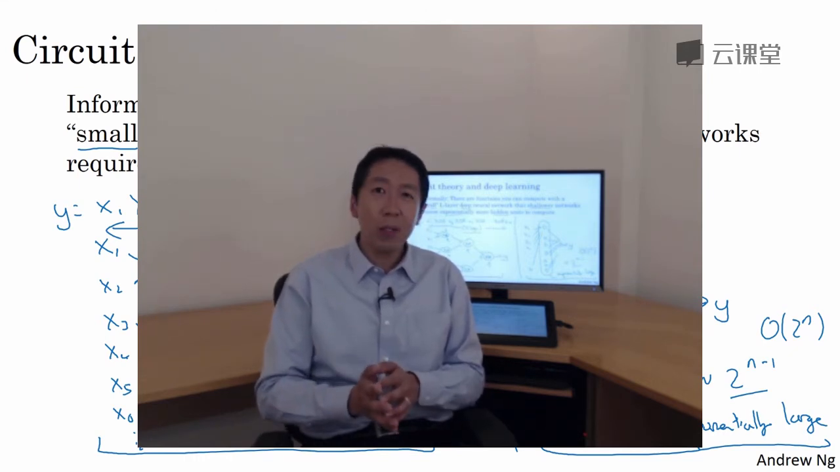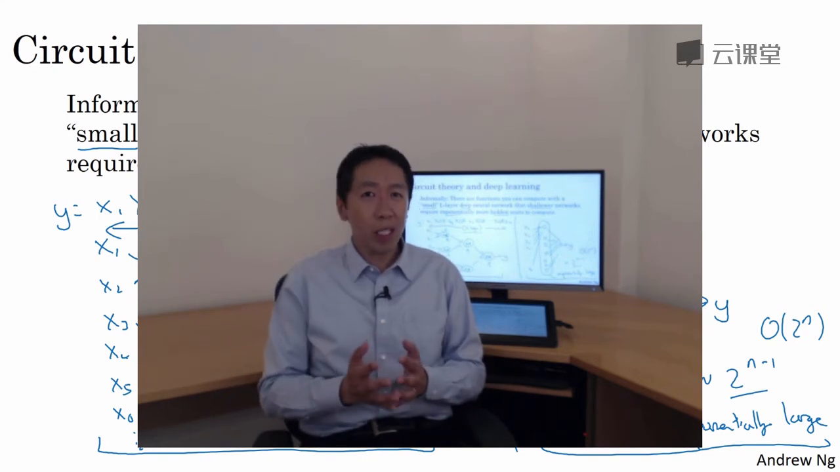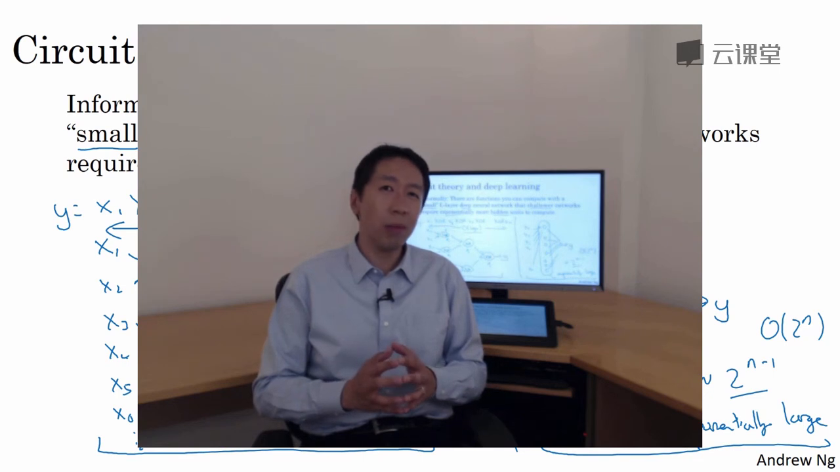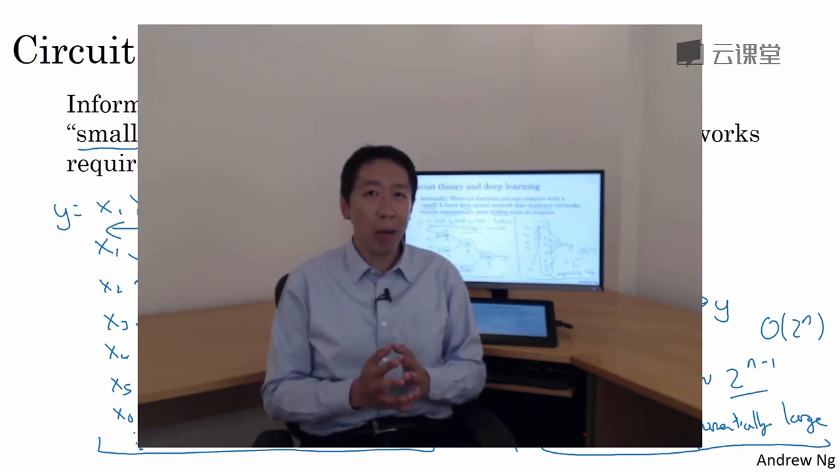So that's it for the intuitions for why deep learning seems to work well. Let's now take a look at the mechanics of how to implement not just forward propagation, but also back propagation.